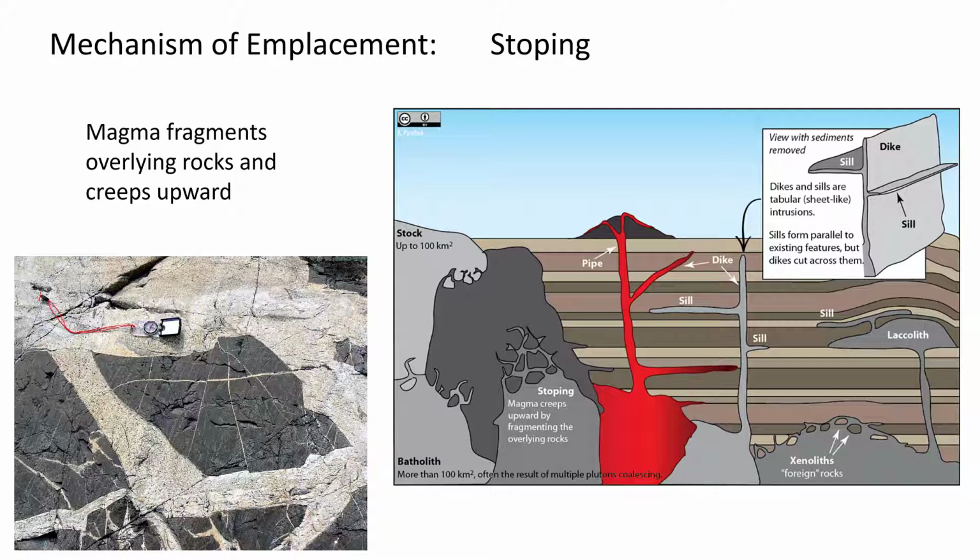The mechanism of emplacement for xenoliths is known as stoping. In this case, you can see a diagram illustrating stoping on the right side of the screen. Stoping occurs when magma creeps up by upwelling and fragments the overlying rocks and continues to creep up from there. And as the overlying rocks get fragmented, they get incorporated into the magma body and transported with it until the magma cools.